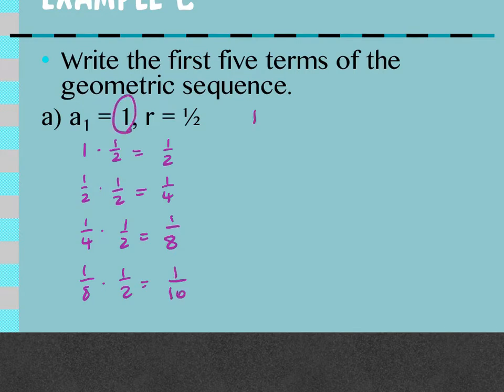The first one is 1. So 1, 1/2, 1/4, 1/8, 1/16. And again, they go in the order you get them in, not necessarily in sequential order and not in value order, but in the order in which you get them in. Still good? Easy stuff, right?